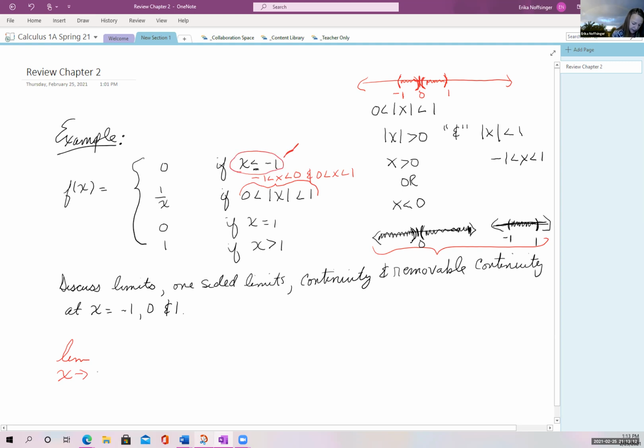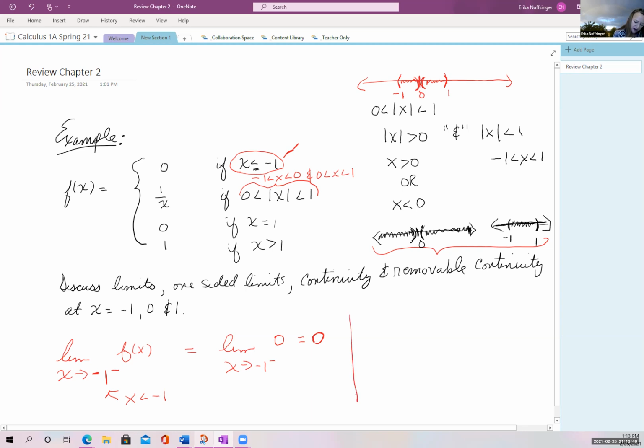So if I'm looking at the limit as x is approaching -1 on the left-hand side, this is telling me these are values of x which are less than -1. And so that would be telling me for my function f of x, I would be using the first equation. So the limit as x approaches -1 from the left would be using the constant 0. And the limit of a constant is equal to the constant itself, 0.